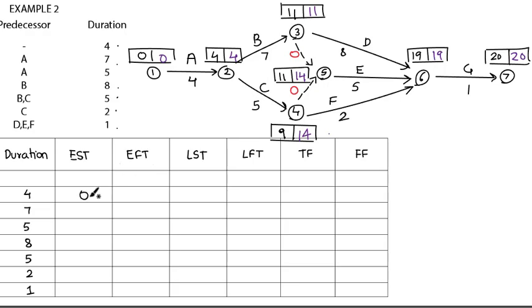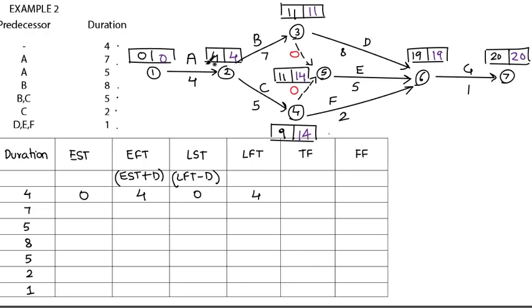Early finish time is EST plus D. That is early start time plus D. So 0 plus 4 will give me 4. Latest finish time is the fourth box, that is 4, and LST is LFT minus D. So 4 minus 4, that is 0. So similarly for activity B.